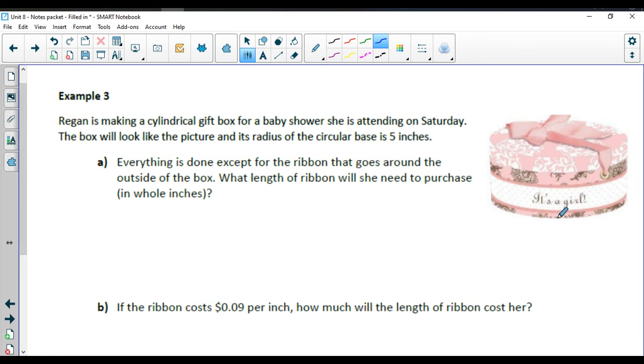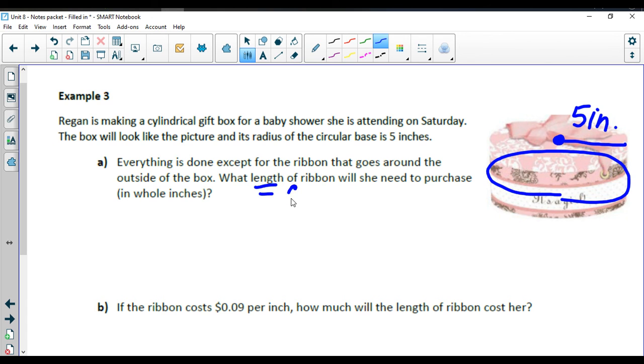Quick little application of this for you. Reagan is making a cylindrical gift box for a baby shower she's attending. The box will look like the picture, and the radius of the circular base is 5 inches. So if we go from the middle to the outside, we're looking at 5 inches here. Everything is done except for the ribbon that's going to go around the outside of the box. What length of ribbon will she need to purchase?